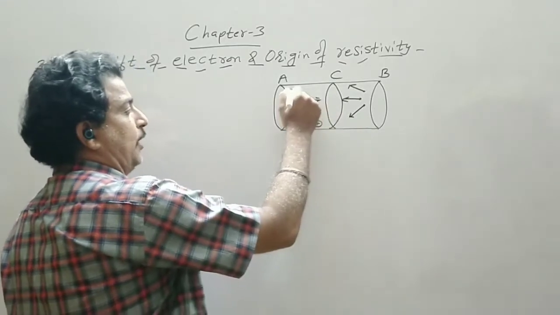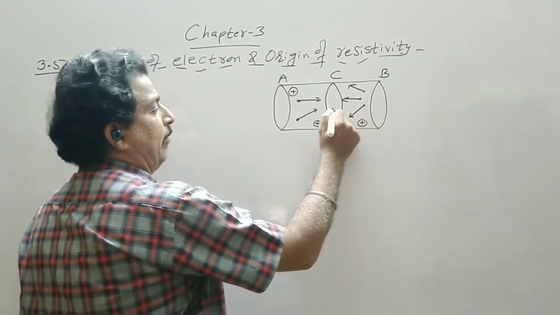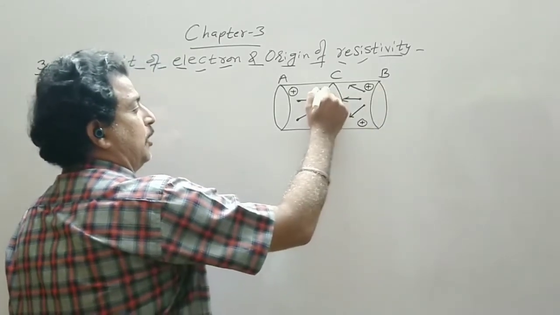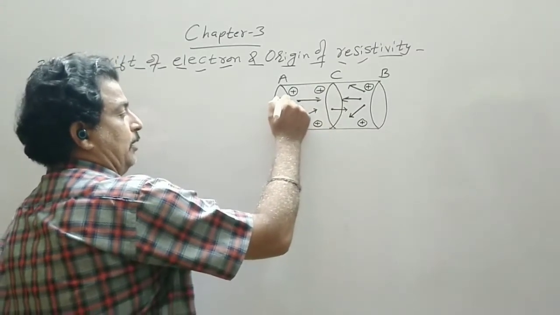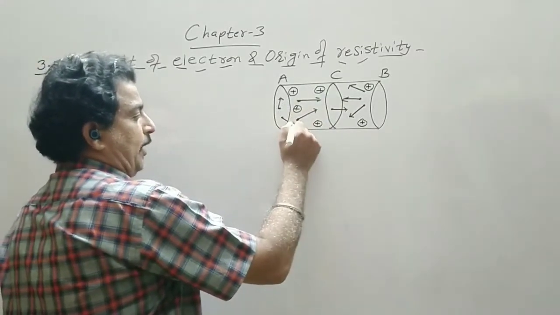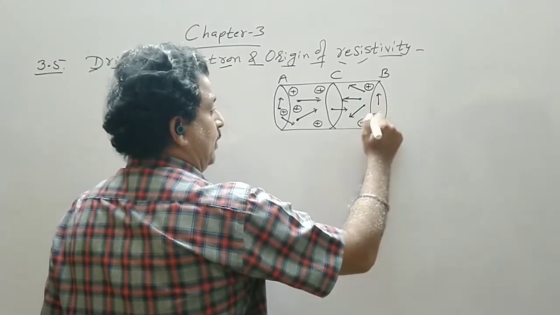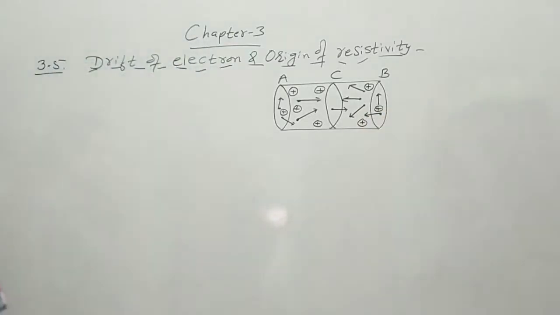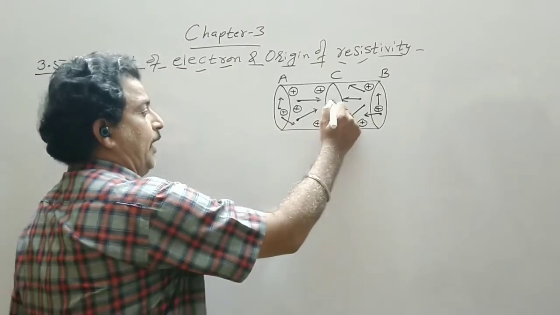Now these free electrons are in random motion, and we have ions oscillating about their main position. So we have ions which are fixed, and these are the electrons in random motion. So this is the situation in the absence of an electric field, that is the random motion of the electron.